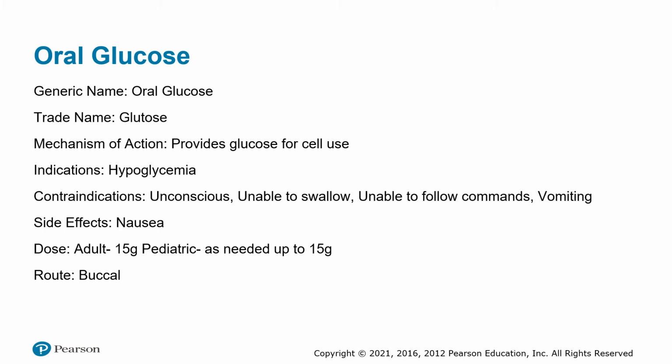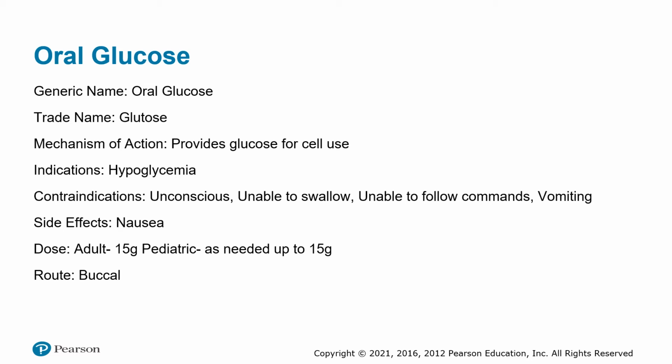Oral glucose, this provides for glucose to be used by the cell. We give it for hypoglycemia. Contraindications would be that the patient is unconscious, they're unable to swallow, or they're unable to follow commands, or they have some type of vomiting. Side effects can be nausea.